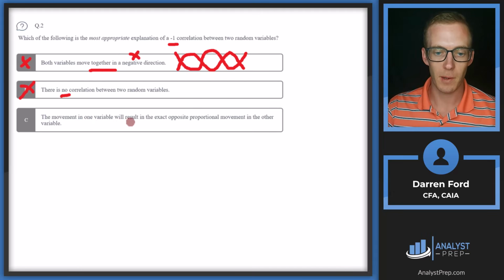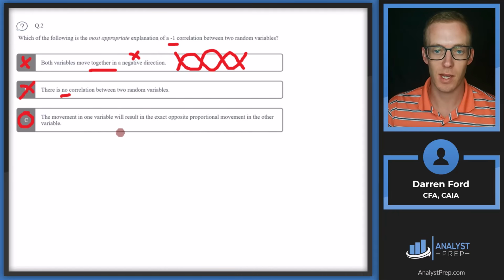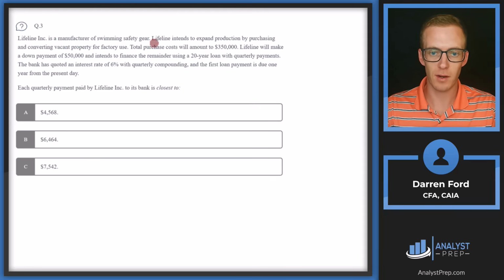The movement in one variable will result in the exact opposite proportional movement in the other variable, and that is going to be correct. So if we're using asset returns, for example, if one asset is up 10% and the other variable moves in the opposite direction, then that one should be down 10%. Answer C. Question 3. Lifeline Incorporated is a manufacturer of swimming safety gear.